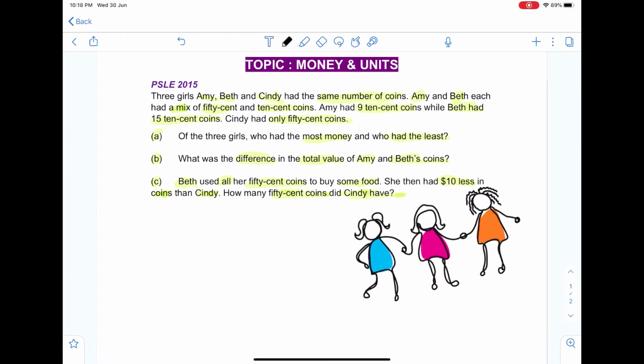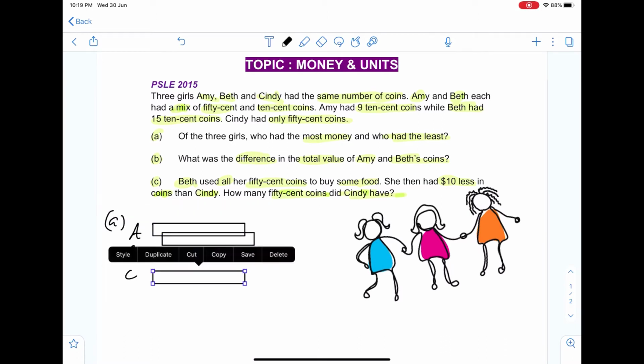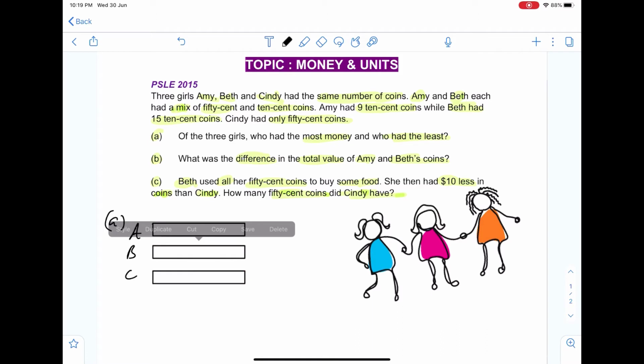Now, to visualize the problem, let's draw a model. For part A, Amy, Beth, and Cindy. They all have an equal number of coins. So let's say this is their coins. The first one is for Amy, and then for Beth, and also for Cindy.